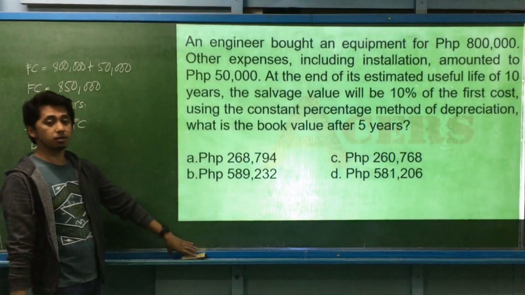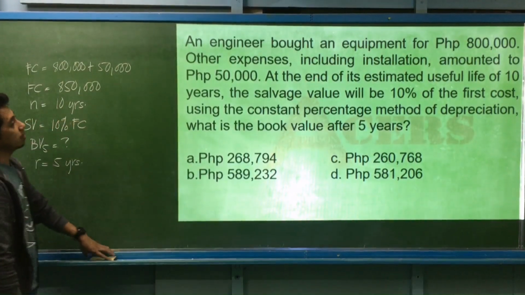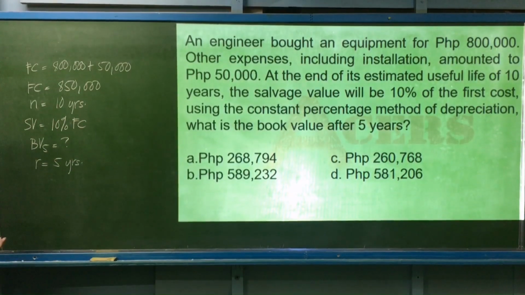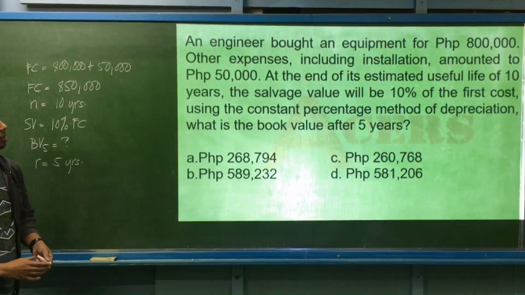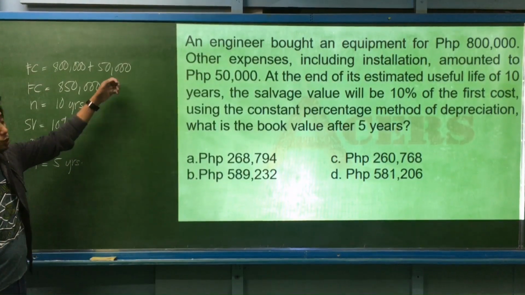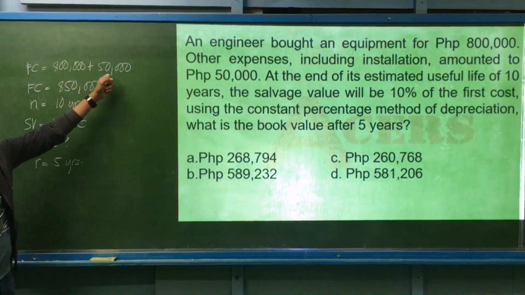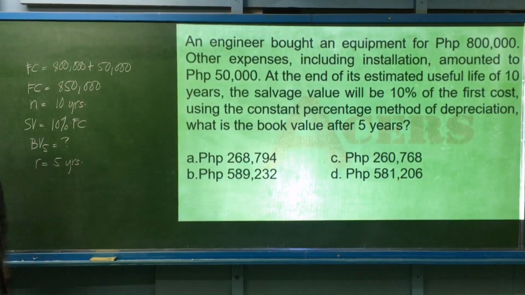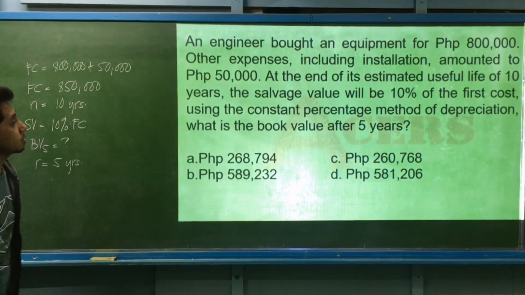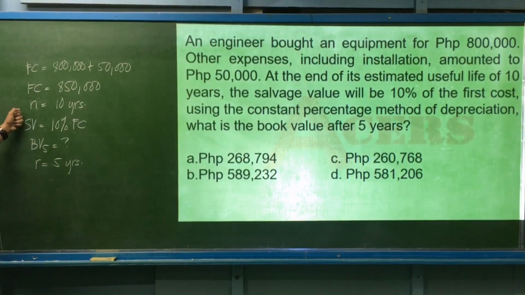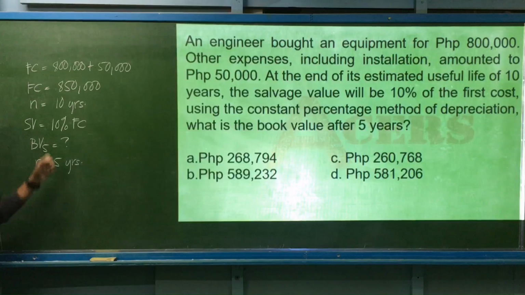Still on depreciation. So an engineer bought an equipment of 800,000. Other expenses including installation amounted to 50,000. So yun yung ating total first cost, yung price ng equipment, then other expenses, 850,000. At the end of its estimated useful life of 10 years, salvage value will be 10% of the first cost. Using constant percentage method of depreciation, what is the book value after 5 years?